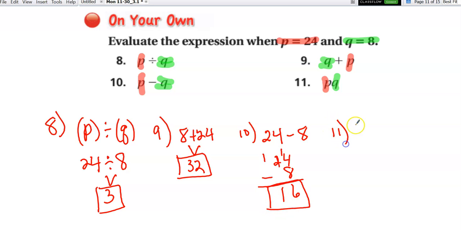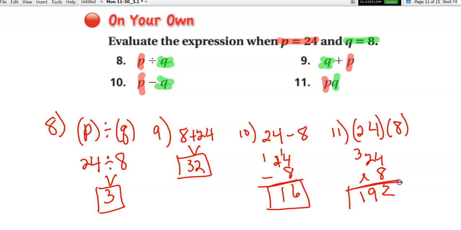And number 11, remember that a variable next to a variable means to multiply. So I'm writing 24, I'm writing times 8. And then, okay, now I have to do my long multiplication. 32, regroup the 3, 16, 19. I get 192. Okay, I hope those OYOs were fairly easy.